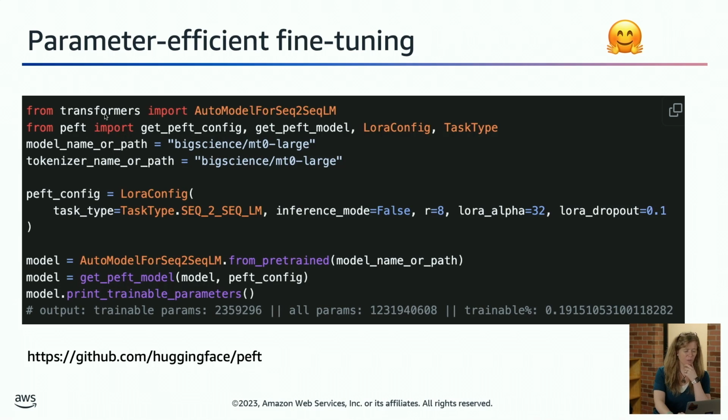So again, you're going to import from the transformers library this AutoModel for sequence to sequence, and then PEFT. Transformers is of course the Hugging Face library. PEFT stands for parameter efficient fine tuning, and it's a new library from Hugging Face. From PEFT, we're going to get the config, the model, set LoRA, and the task type. Here we can point to BigScience, their BLOOM-based model, mt0-large. You want both the model name and the tokenizer.